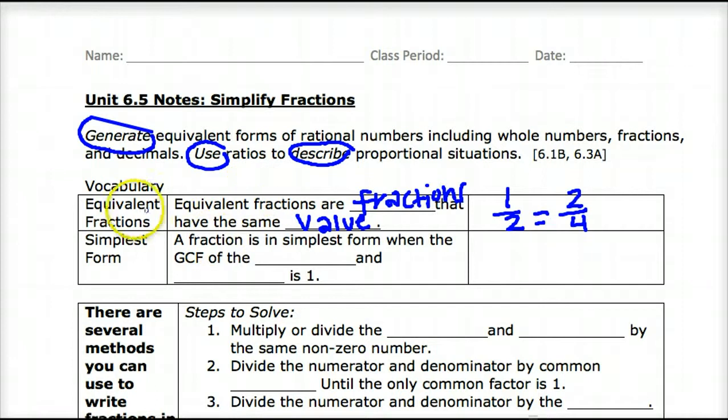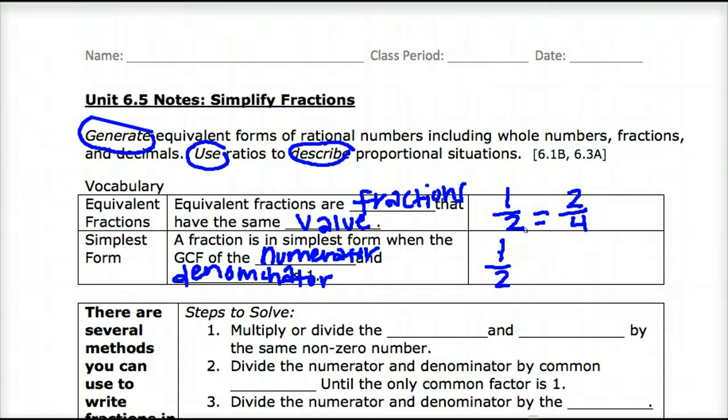We're also going to be dealing with simplest form, and a fraction is in simplest form when the GCF of the numerator and the denominator is 1. So if we have the fraction 1/2, we know that 1 and 2 are both in simplest form. There's no way that there is a number that would divide evenly into both of these numbers. It is as low as it can go.